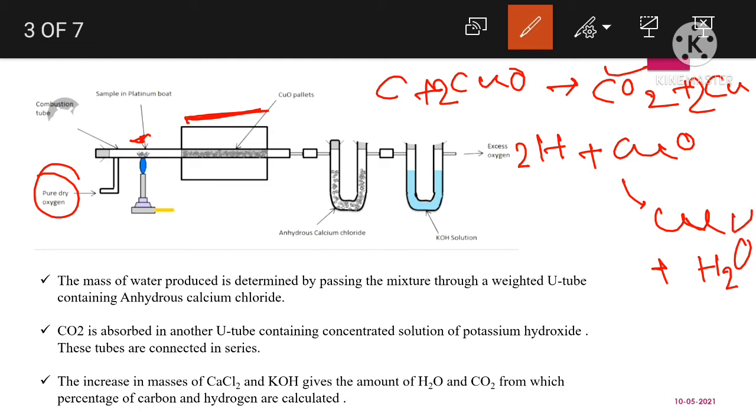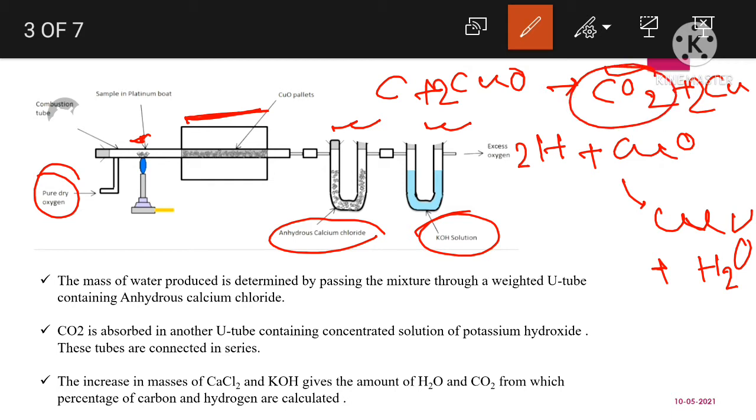Here in this U tube anhydrous calcium chloride is present, and here in this U tube KOH solution is there. So the organic compound will react with the copper oxide and produce this carbon dioxide, which can be absorbed in this KOH solution, and the water is coming in this U tube and will be absorbed by this calcium chloride.